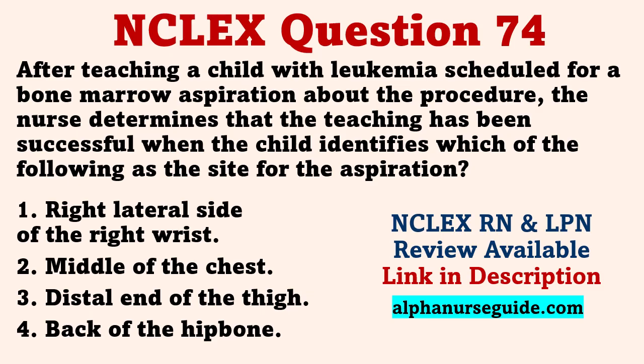The correct answer is 4. Although bone marrow specimens may be obtained from various sites, the most commonly used site in children is the posterior iliac crest, the back of the hip bone. This area is close to the body's surface, but removed from vital organs. The area is large, so specimens can easily be obtained. For infants, the proximal tibia and the posterior iliac crest are used. The middle of the chest or sternum is the usual site for bone marrow aspiration in an adult. The wrist, chest, and thigh are not sites from which to obtain bone marrow specimens.